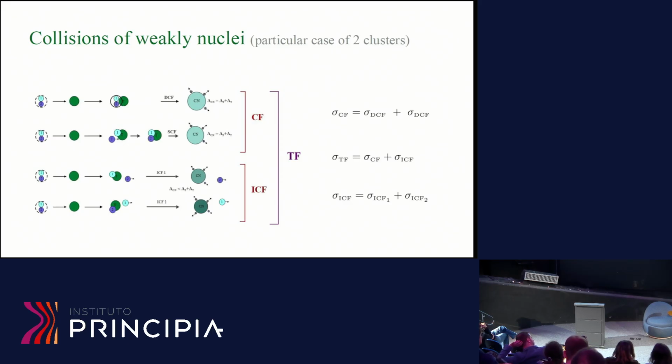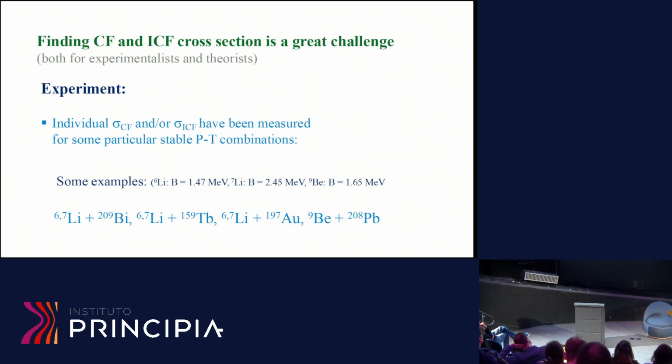But in addition, there is a possibility that one of the breakup fragments fuses with the target while the other one does not. And this is called incomplete fusion. Of course, there are two possibilities, incomplete fusion of fragment 1 and incomplete fusion of fragment 2, okay? Determining the complete and incomplete fusion cross-sections is a great challenge both for experiments and for theorists, okay?